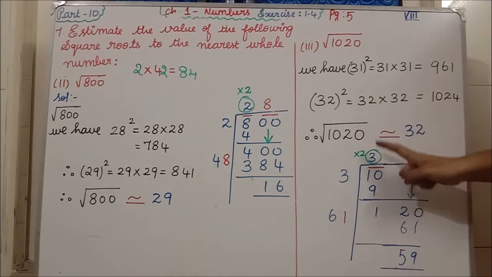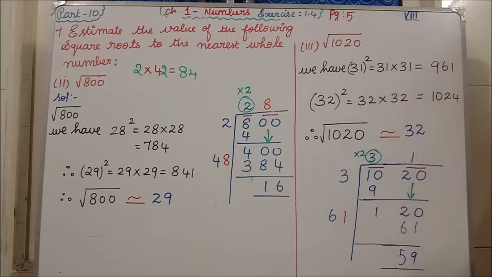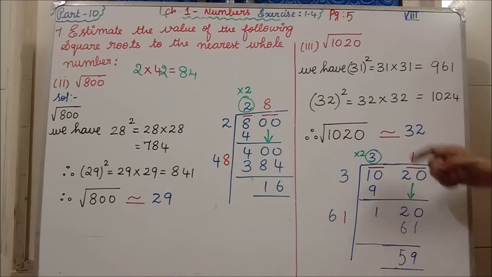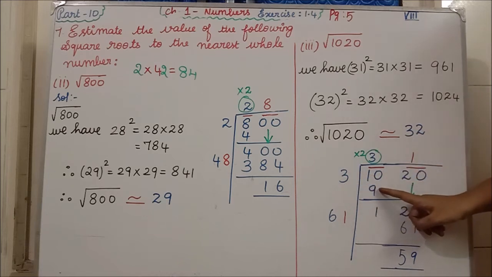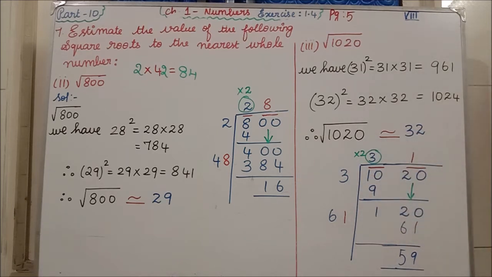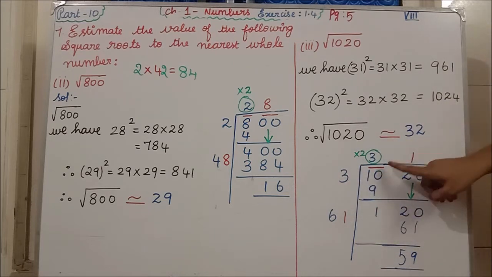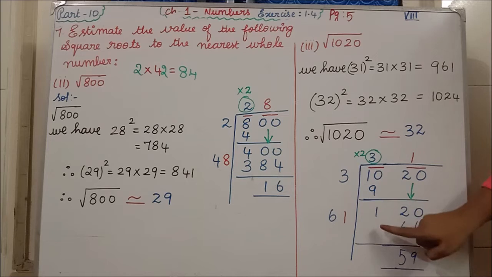If I write 1, 1 ones are 1, it is very less. If I write 2, 2 twos are 4, that is also very less. If I write 3, 3 threes are 9, it is coming near to the 10. So here also I am writing 3, here also I am writing 3. 10 minus 9 is 1.